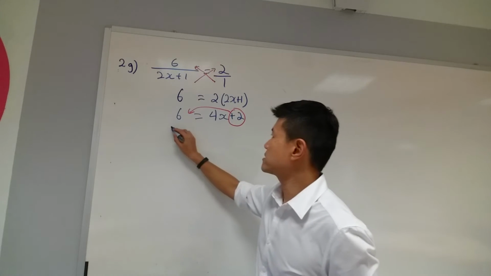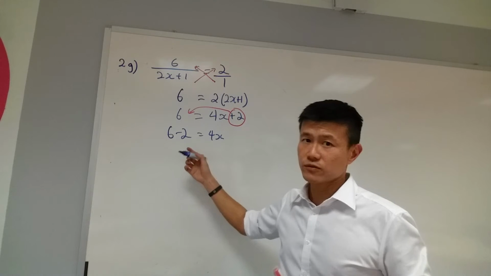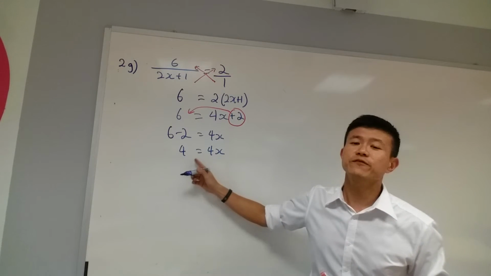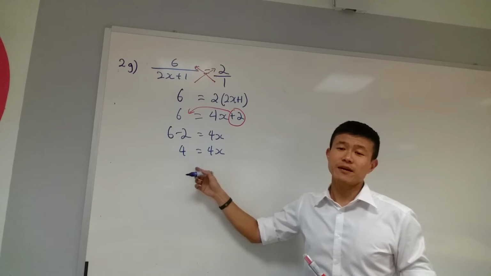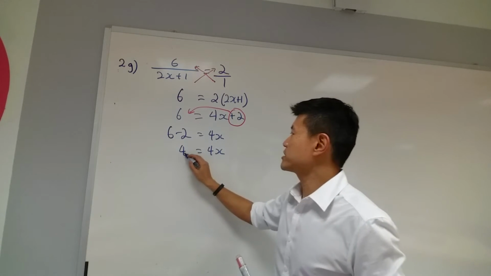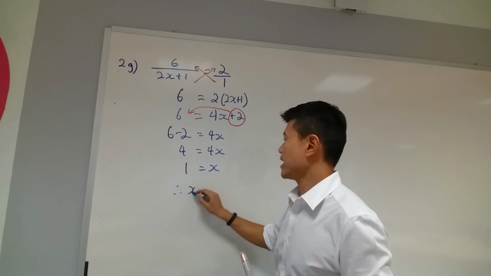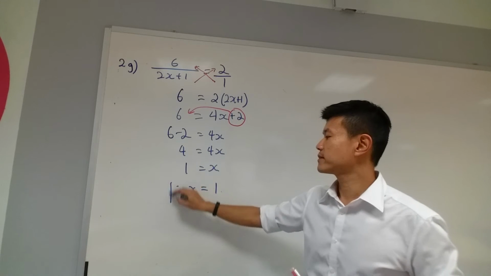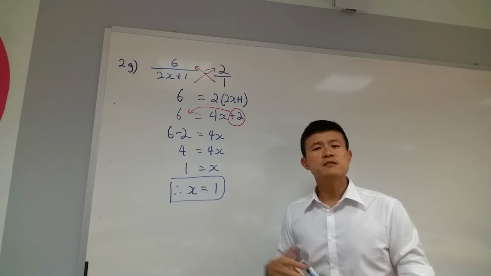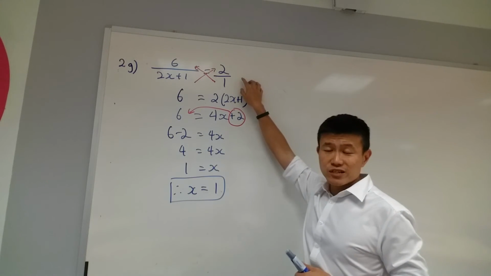So, we're just going to get 6 minus 2 equals 4x. 6 minus 2, I hope you know, is 4. And this is like saying $4 can buy me 4 Zappos. And so, if I were just to cancel, I get 1 equals x, and therefore x equals 1. Final answer.